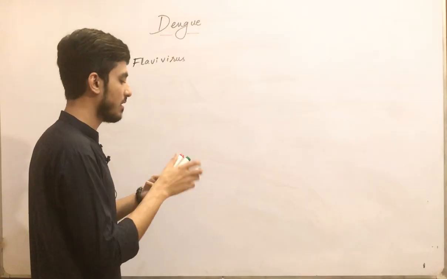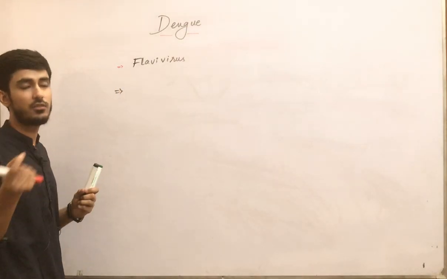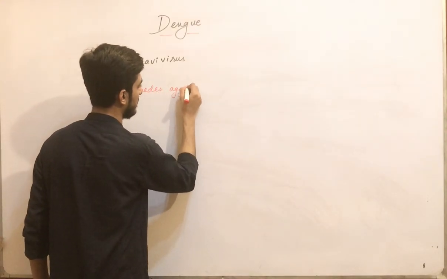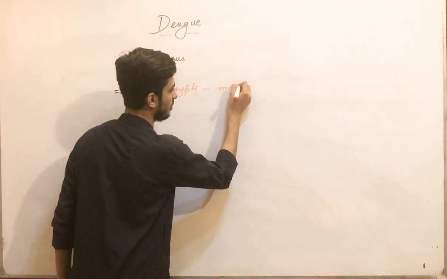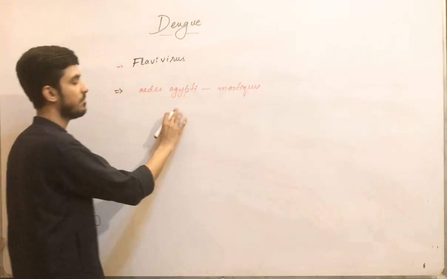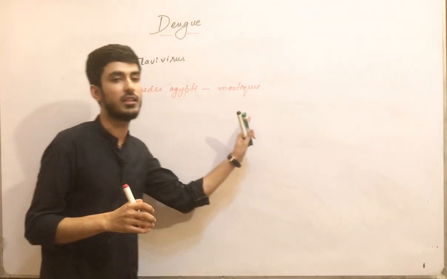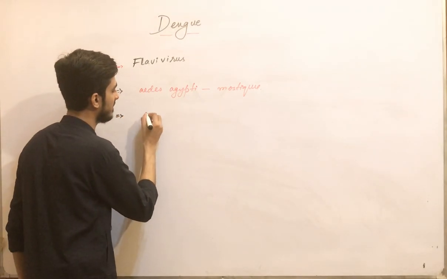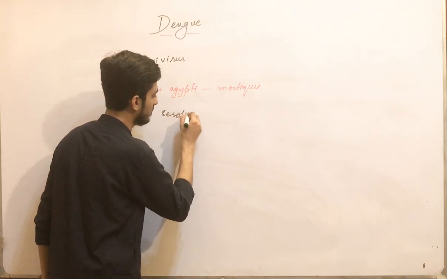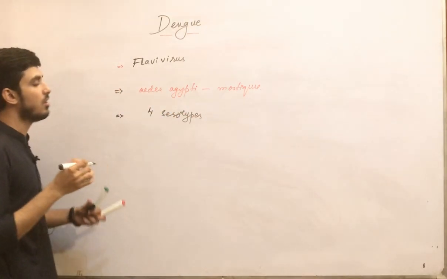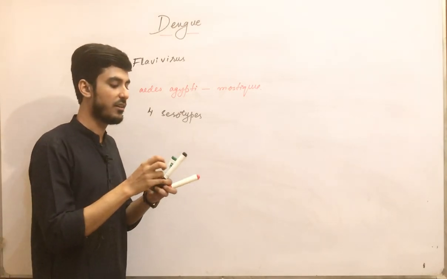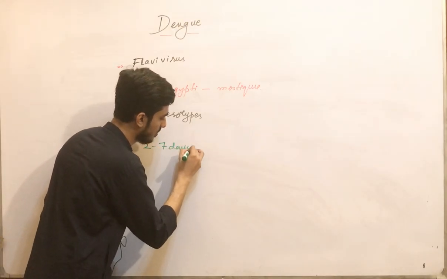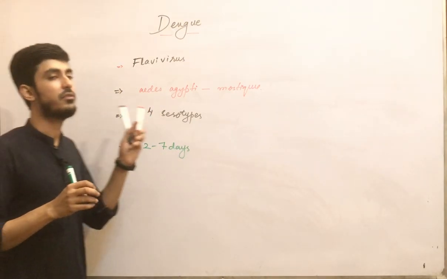You all know that the vector for this dengue virus is the Aedes aegypti mosquito. Now, the dengue virus has 4 serotypes, and the incubation period of the dengue virus is about 2 to 7 days. So this is basically the brief introduction for the dengue virus.